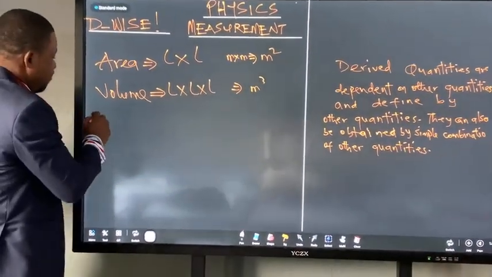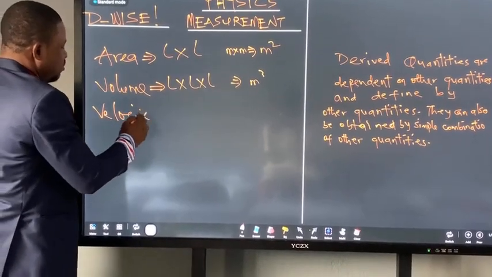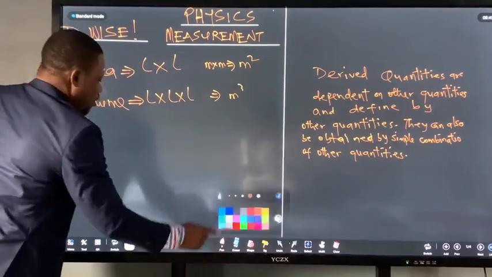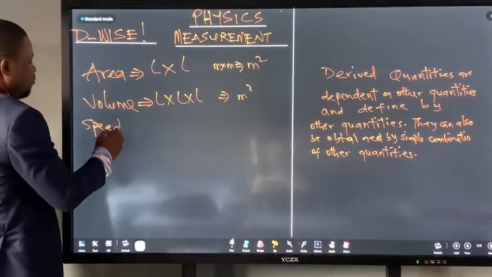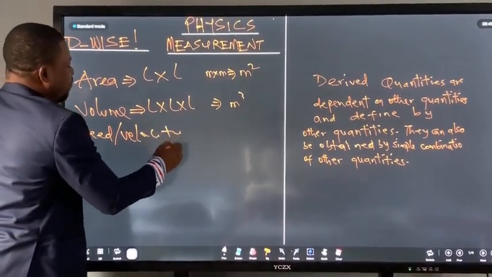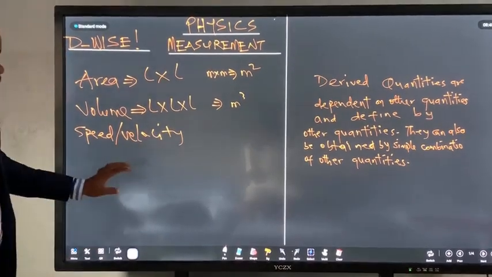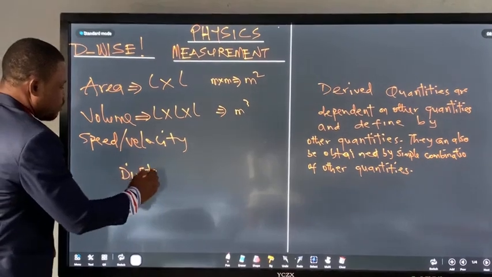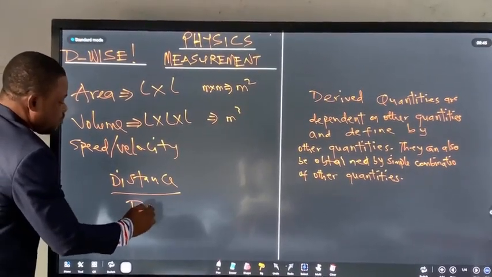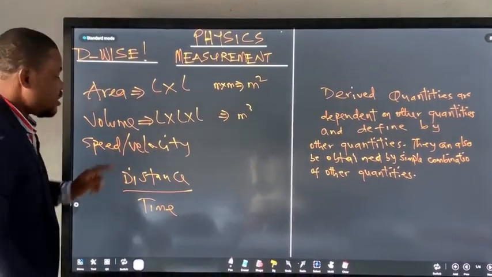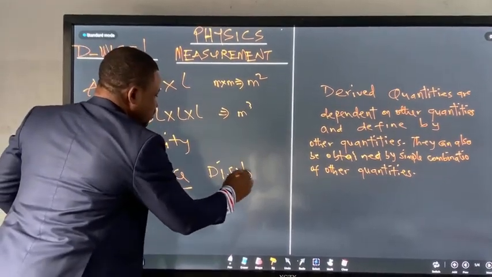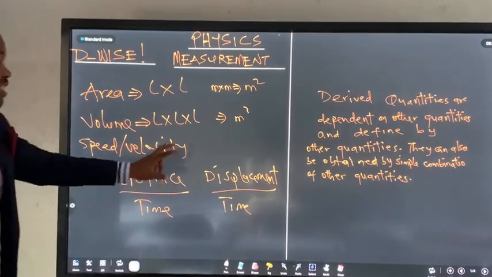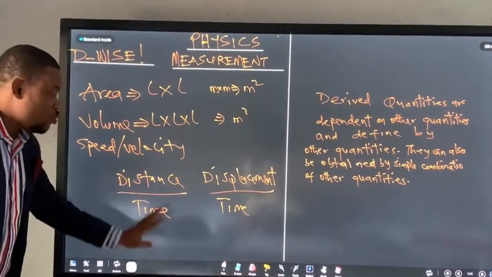Then if I have velocity or speed, I want to emphasize as I'm doing this. What is speed? Speed is the rate of change of distance with time. What is velocity? Velocity is the rate of change of displacement with time. The rate of change of distance with time is speed.